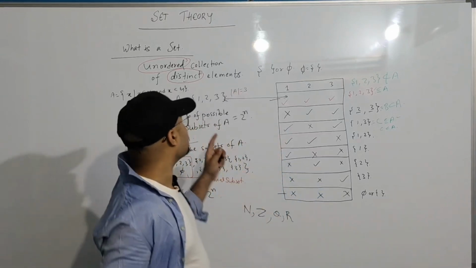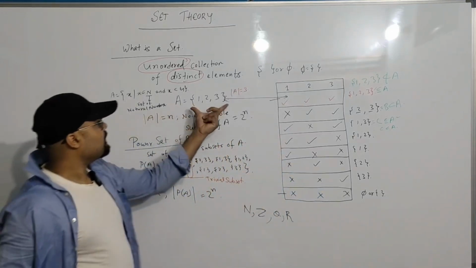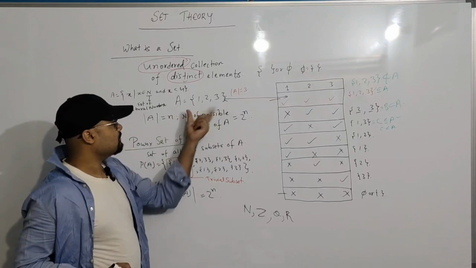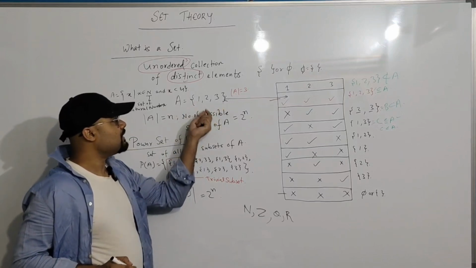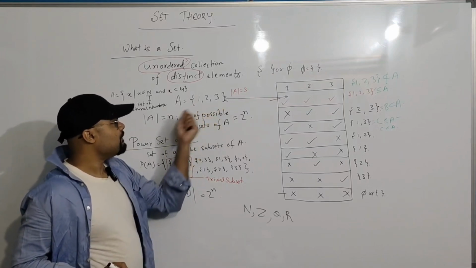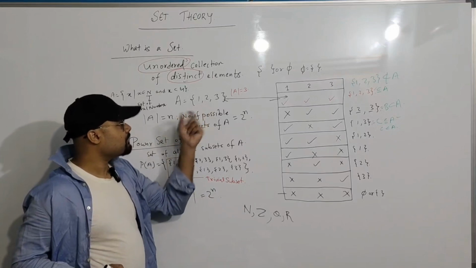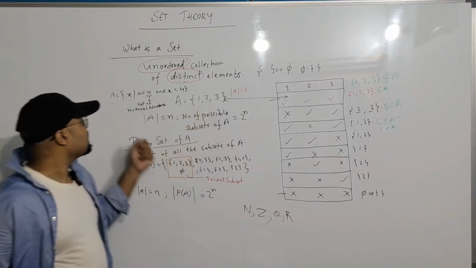There's another representation of a set. I talked about one representation, curly braces, inside of which you write every element separated by commas.